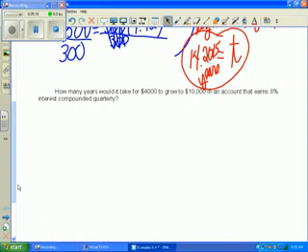Number 2 is still finance. How many years would it take for $4,000 to grow to $10,000 in an account that earns 8% interest compounded quarterly? So see if you can fill those things in. It's just filling in a formula and solving. This would be my principal. This would be my amount I'm trying to achieve. This would be my interest rate. And what is n if it is compounded quarterly? 4. Okay, so plug that in.